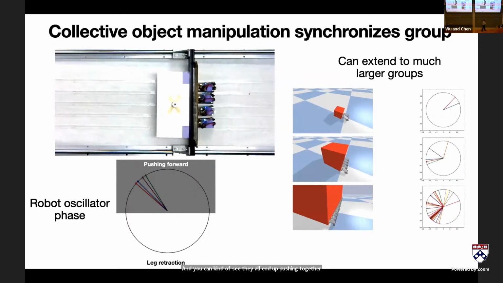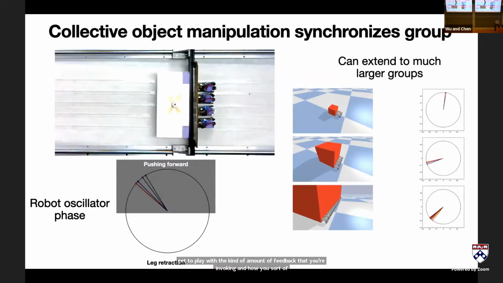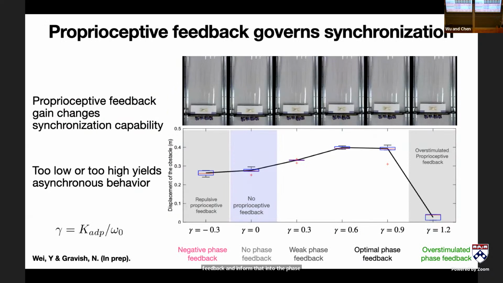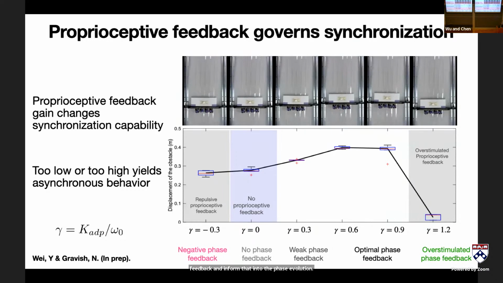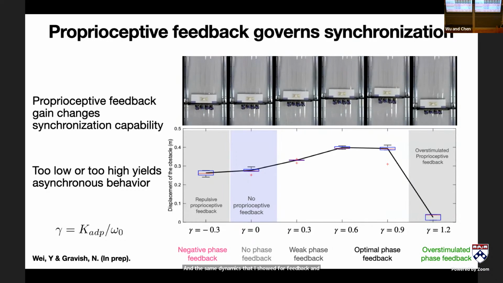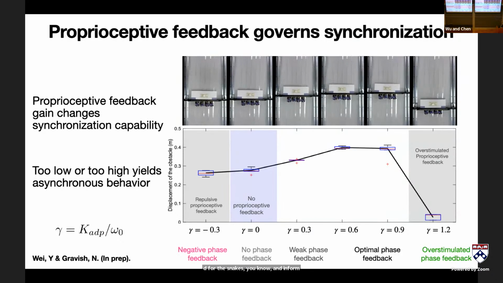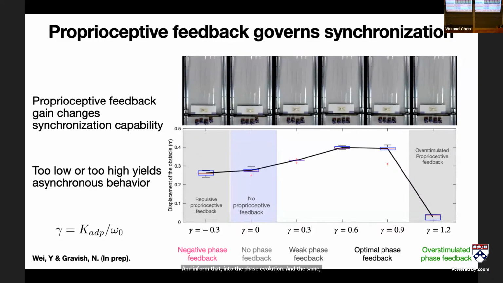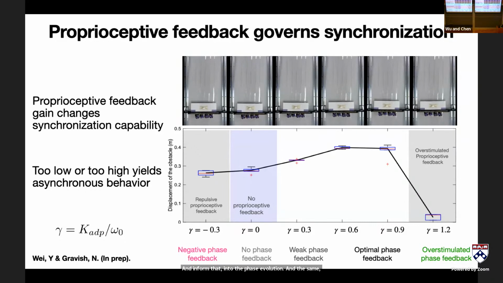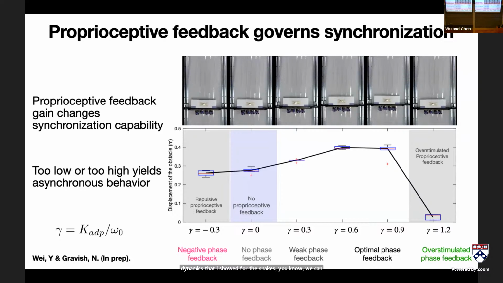You get to play with the amount of feedback that you're invoking, and how you take information about that proprioceptive feedback and inform the phase evolution. And the same dynamics that I showed for the snakes, we can show in these walking robots as well: when you have this negative phase feedback, then they're very poor and they all want to be attracted to an anti-phase synchronization. In the optimal case here, they quickly synchronize their gait, and they push an object the furthest distance in constant time.